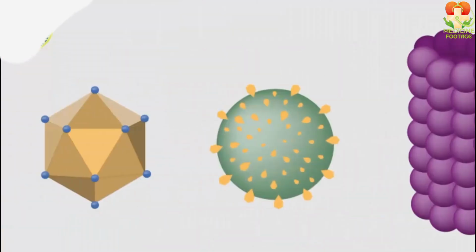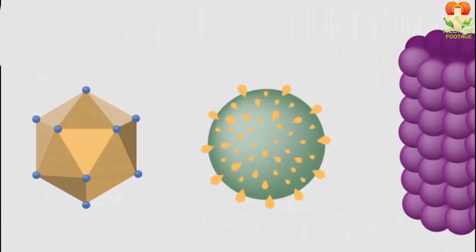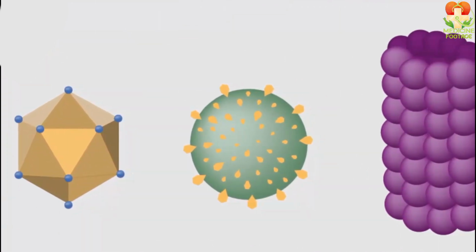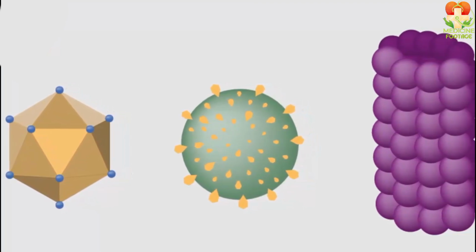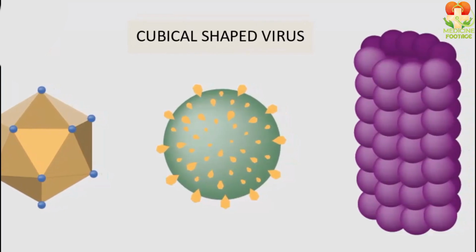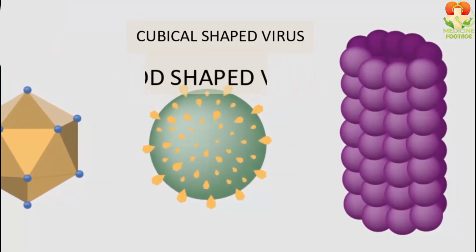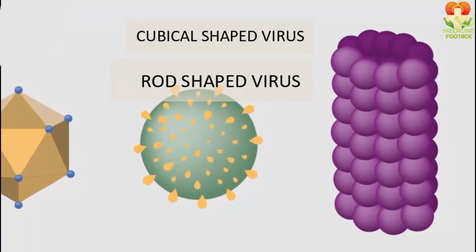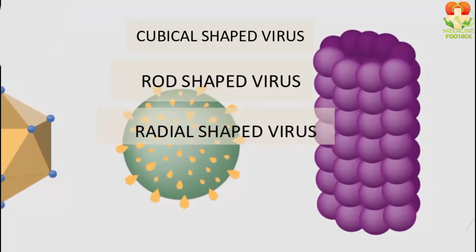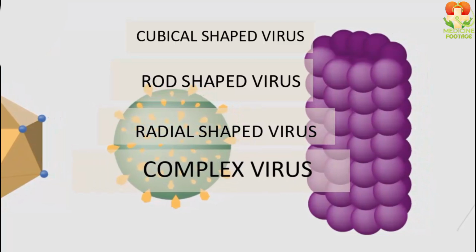The second classification is based on the structure of the virus. The structure of viruses has four types. The first is the cubical-shaped virus. The second is the rod-shaped virus. The third is the radial-shaped virus. The fourth is the complex virus.